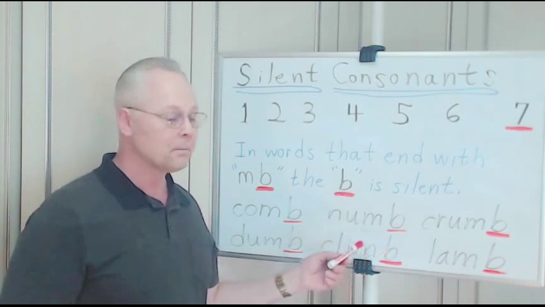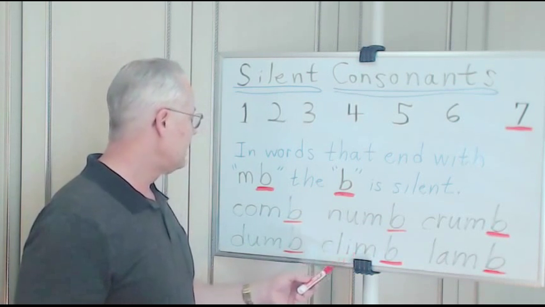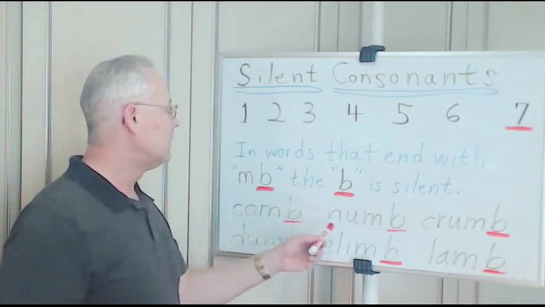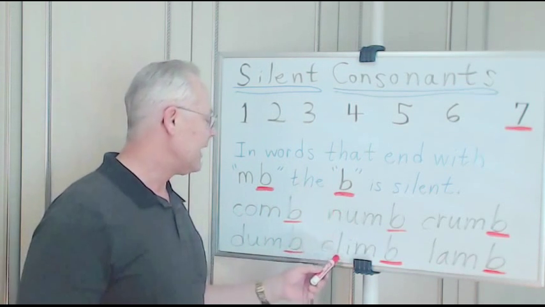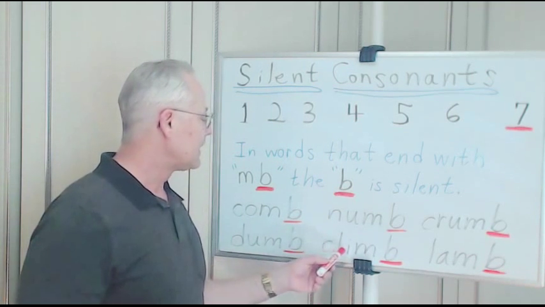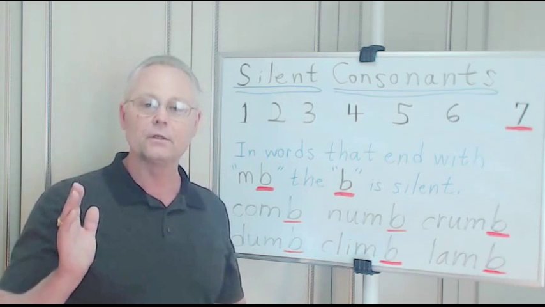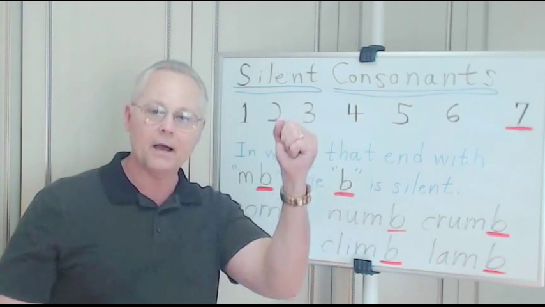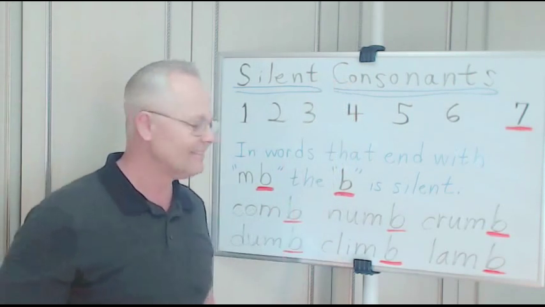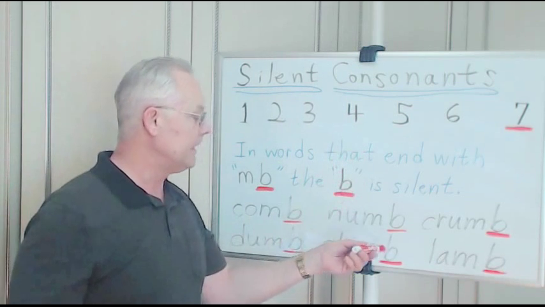C-L-I-M-B. C-L, cluck. Now we have I-M instead of O-M or U-M. We have I'm. Climb. Now this sounds like if we make a contraction with the words I am, I'm hungry. Cl-I'm. That's the word. The B is silent.